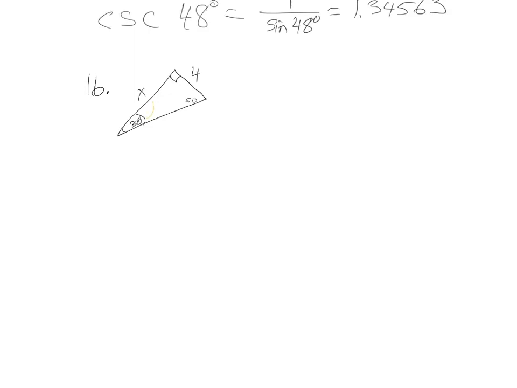We've been given the adjacent leg and the opposite leg. Which trig function do we use then? Guys, SOHCAHTOA. Tangent. Thank you. So the tangent of 30 degrees is equal to the opposite leg over the adjacent leg.